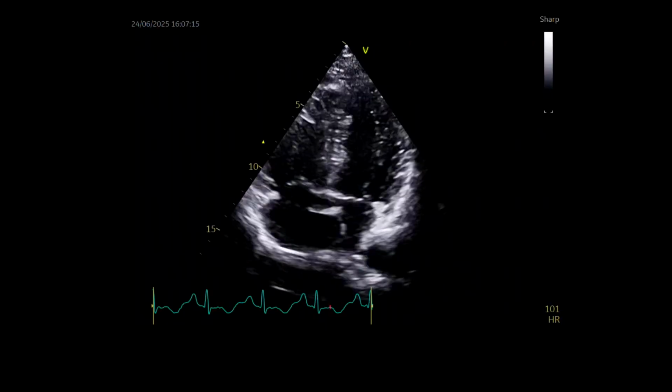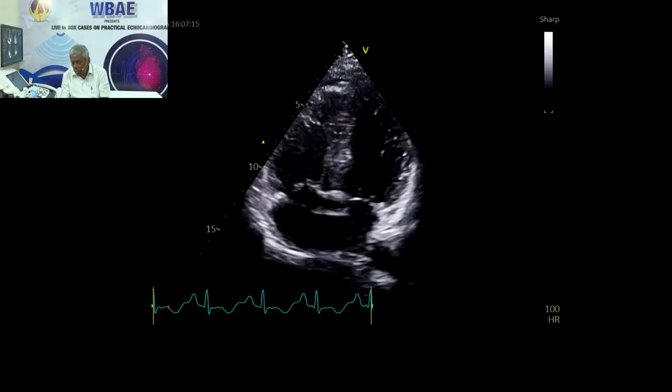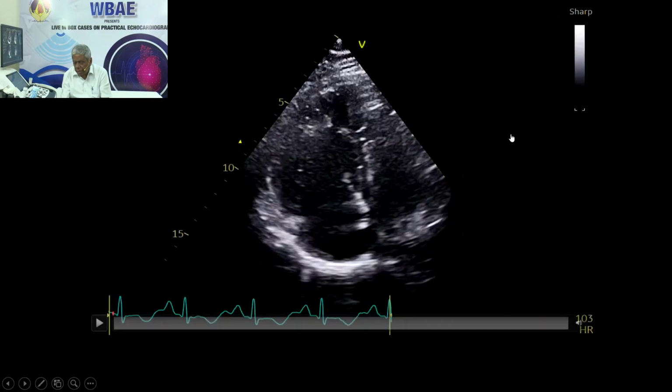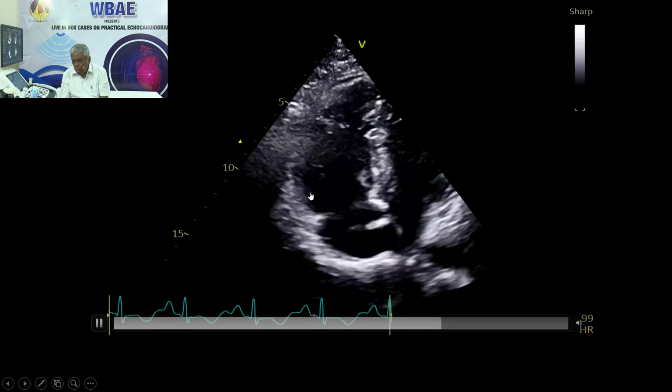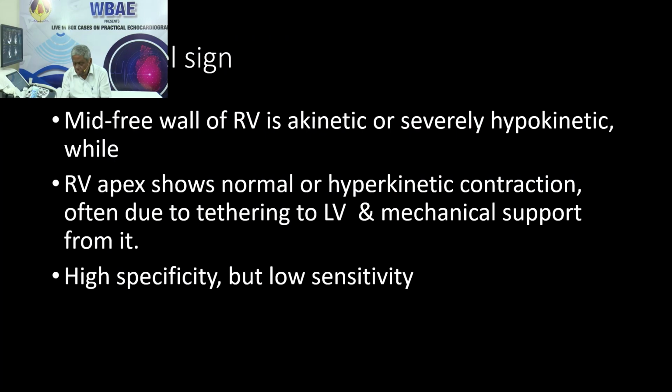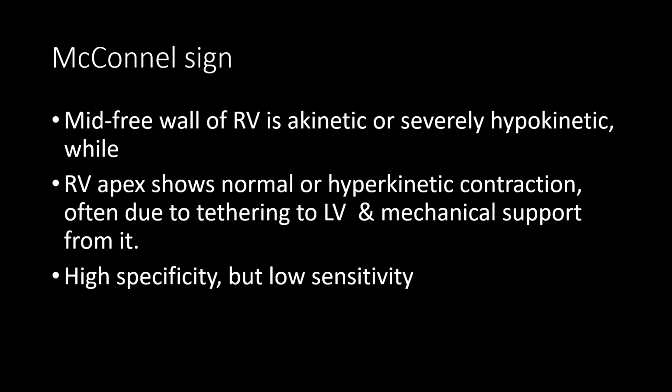This is the RV focused apical four chamber view, which again shows a dilated RV and RA. Another view of that, this picture has been taken for you to appreciate what we call McConnell sign. McConnell sign is pathognomonic of pulmonary embolism. It has a very high specificity, above 90%, but a rather low sensitivity. What is McConnell sign? The mid free wall of the RV is akinetic or severely hypokinetic, while the RV apex shows normal or hypokinetic contraction. This is often due to tethering to the LV and mechanical support the RV gets from it.